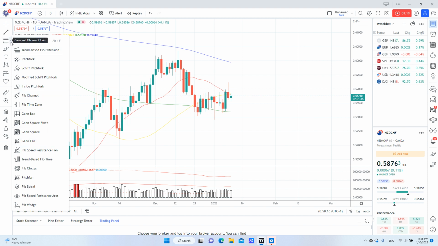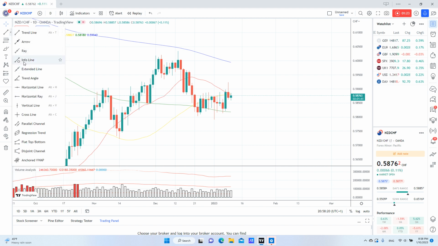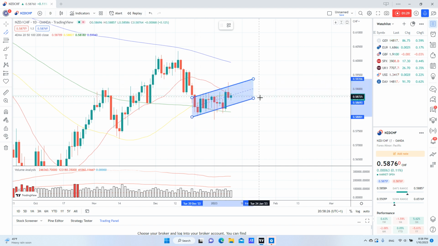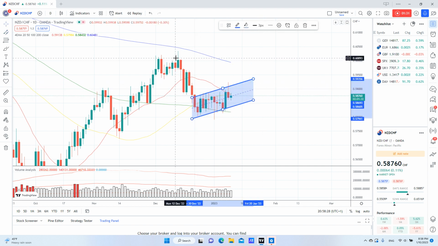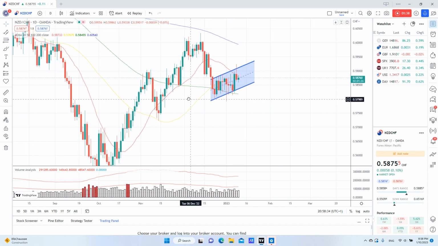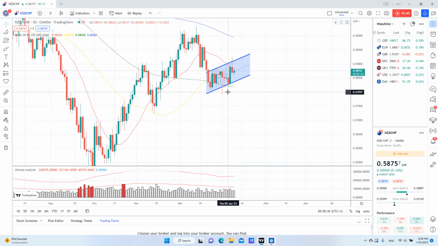I'm looking for the channel. I may get it here. Yep. So as we can look here, we have a bearish flag. That's why it's always important to look into higher time frames, because it gives you clarity.